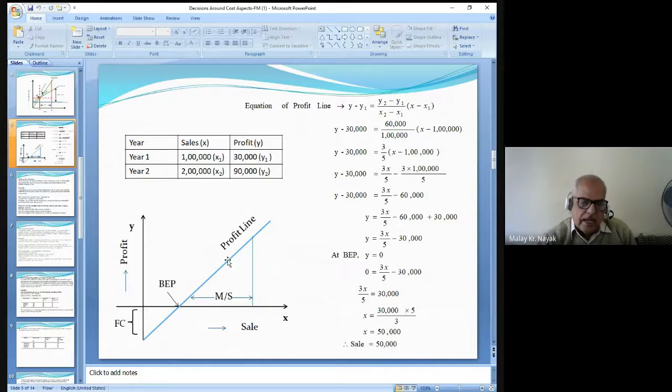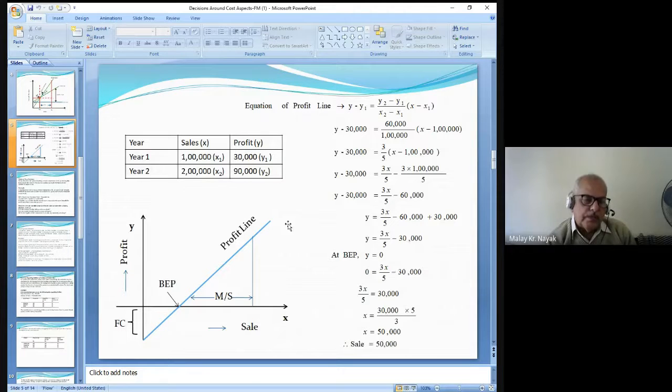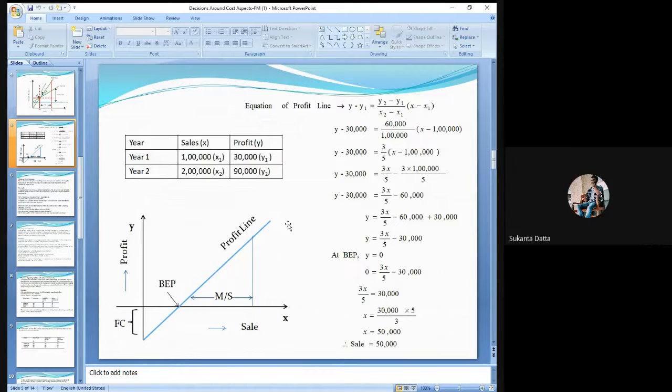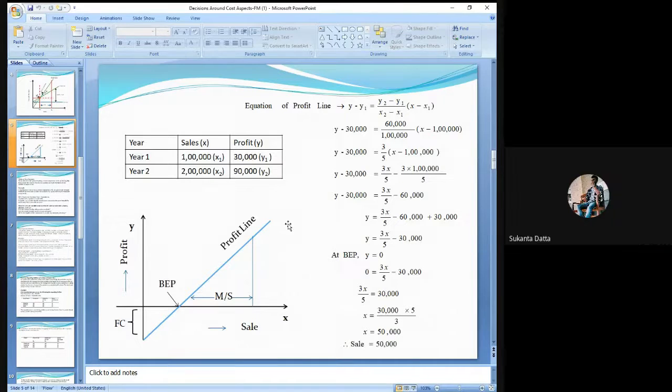But here we draw the profit line. Therefore we have to say it in terms of profit. Is it not? This is not a loss line. This is the profit line. Do you get the point, Sukanto? Yes, sir. Therefore we have to say the profit is minus 2000. Do you get the point? Yes, sir. This line is not the loss line. This line is the profit line. Clear? Yes, sir.